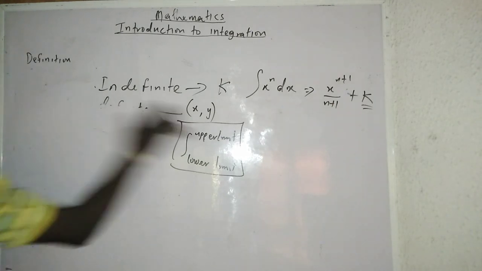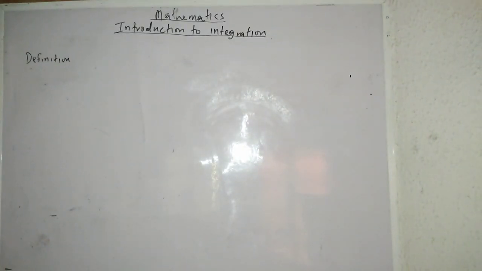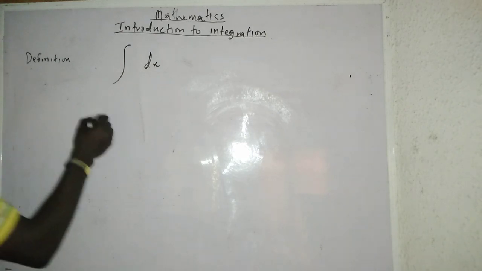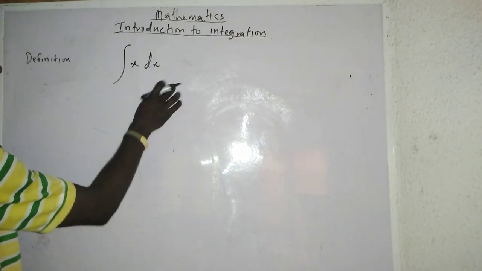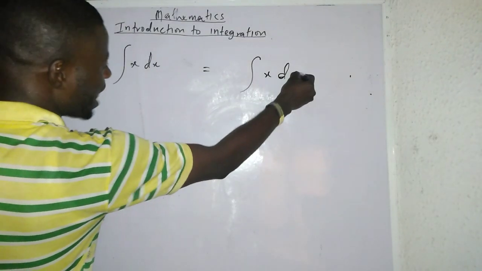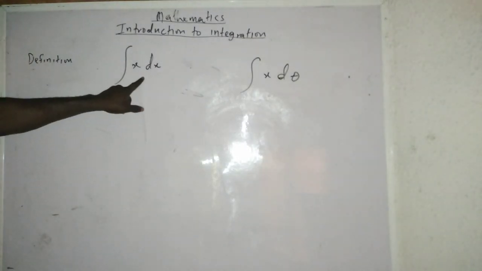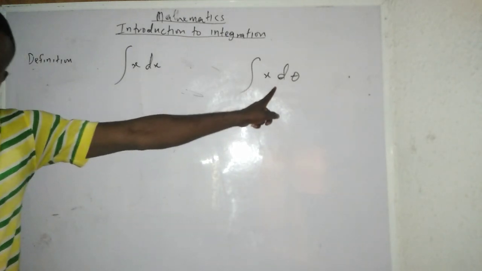Let me give out some problems. Don't forget that our integration sign is denoted by this, and anytime you have this sign with a function, it must end with respect to x. Now, if I have integral of x with respect to x, and another one, integral of x with respect to theta, look at these two things. This particular one, I'm going with respect to x, while this particular one, I'm going with respect to theta.